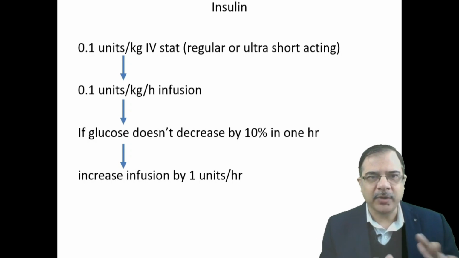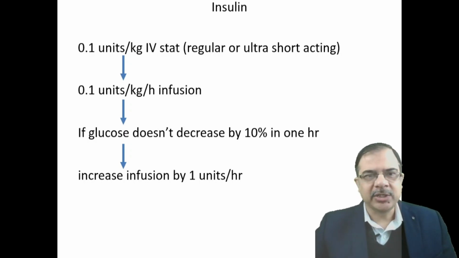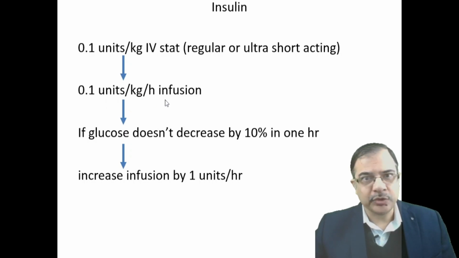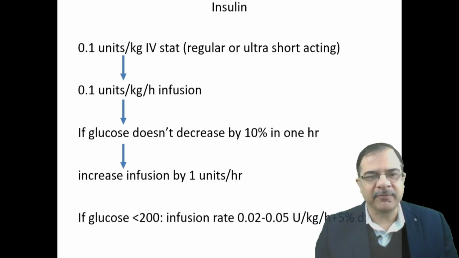Suppose for example the patient was 50 kgs, so the initial infusion rate will be 5 units per hour. If glucose is not reducing by 10% in 1 hour, then we will increase the infusion by 1, means 5 plus 1 units. So a total of 6 units per hour insulin will be going. So we keep on titrating the dose of the infusion.